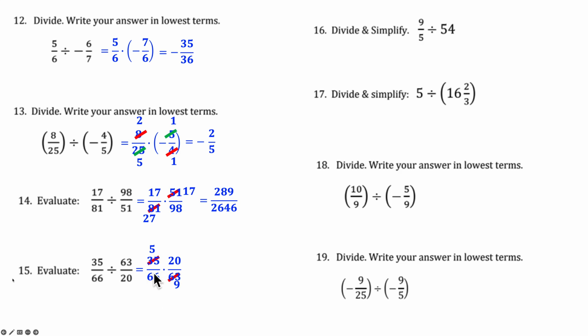Wait a minute. Even numbers here. So we can divide out a 2. So that's a 10 and a 33. And that looks like it's it. So we're going to have 50 over 33 times 9, 297.